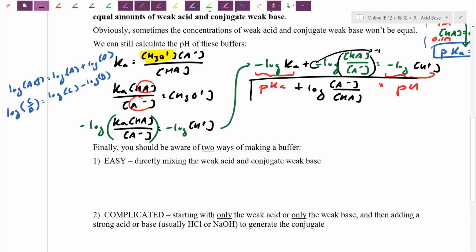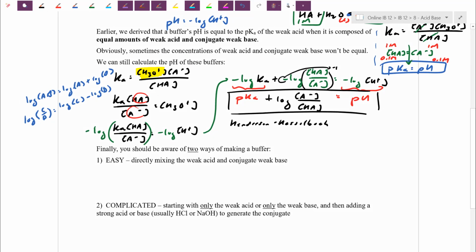This equation is given a name. This is called the Henderson-Hasselbalch equation. This one here is actually given on your formula sheet, but it's easy enough just to derive it from the formula. Let's verify if my simplification was still true.